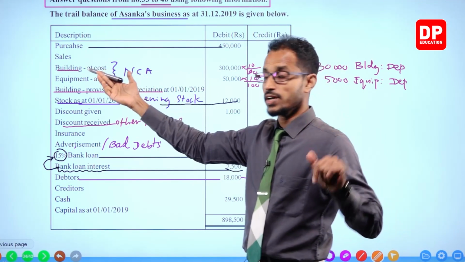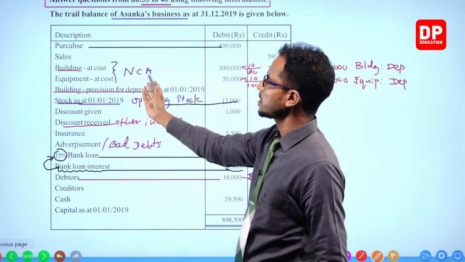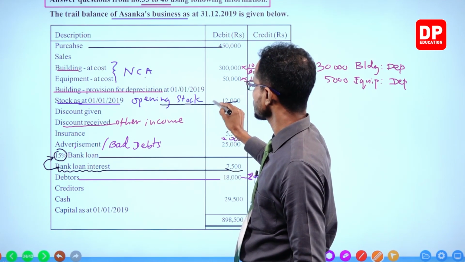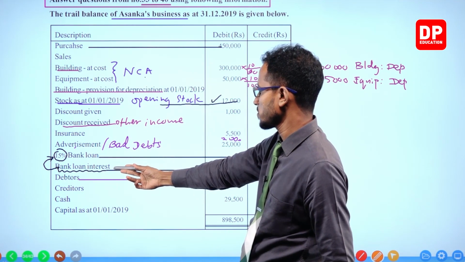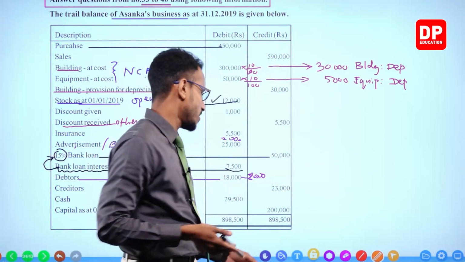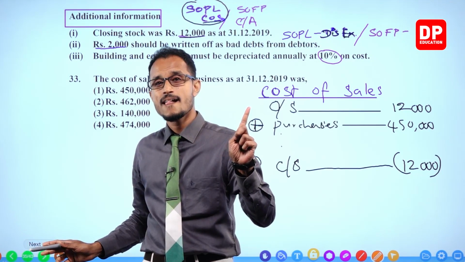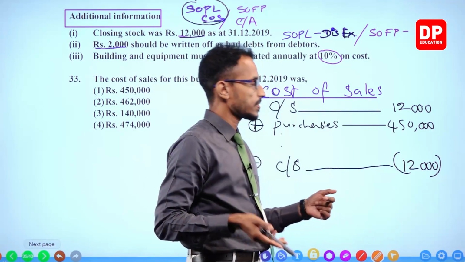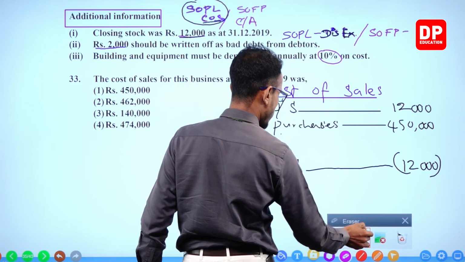Don't forget that. Purchases, sales, building at cost, equipment, all are non-current assets. Building provision, no. Stock, opening stock already taken. Discounts given, discount received, insurance, advertisements, bank loan. Voila! It's a clear trial balance. There is no purchase related expenses such as carriage inwards, loading and unloading expenses, and so on. Nothing is given.